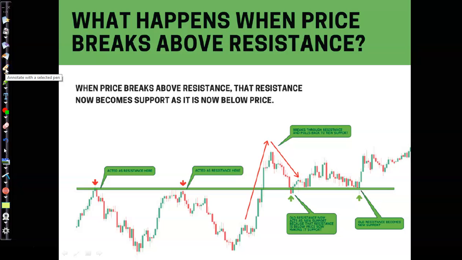What happens when price breaks above resistance? When price breaks above the resistance, it now becomes support, as it sits below the price. Now you can see here price hit and reversed back, acting as a resistance, and hit and reversed back again, acting as a resistance. Now in this area price broke this resistance line. Now this resistance line becomes a support. Now here you can see it acts as a support.